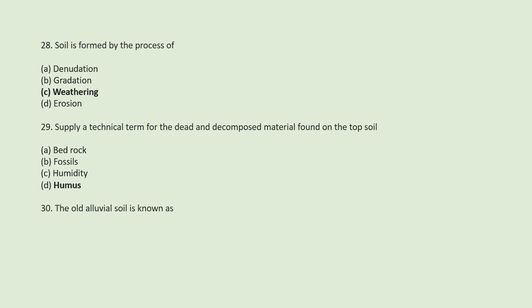Question 30. The old alluvial soil is known as A. Bangar, B. Bhabar, C. Khadar, D. Regur. Option A is the right answer. The old alluvial soil is known as Bangar.